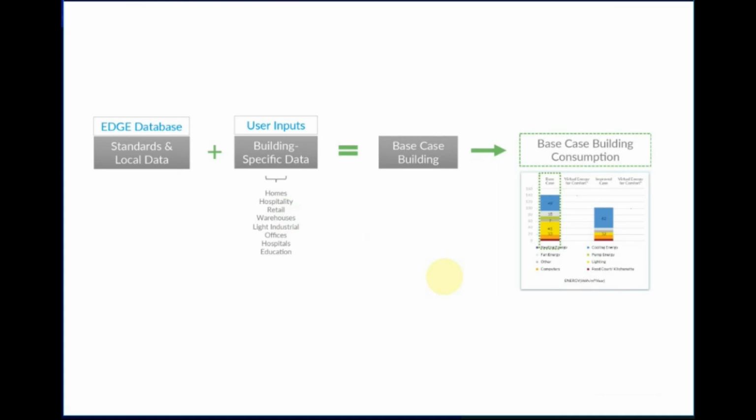EDGE creates each base case by combining locally calibrated assumptions with project-specific data. Once the users have created the base case with building-specific data, they can select efficiency measures for energy, water, and materials to create the improved case.